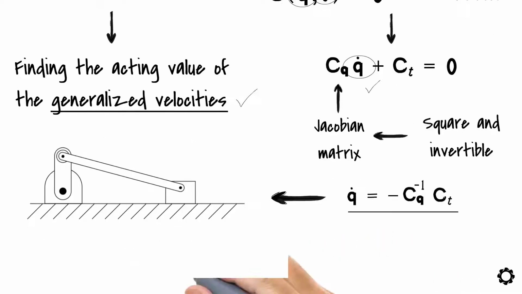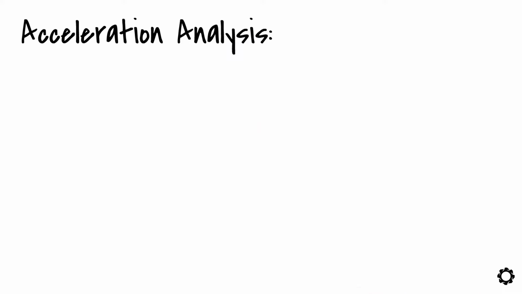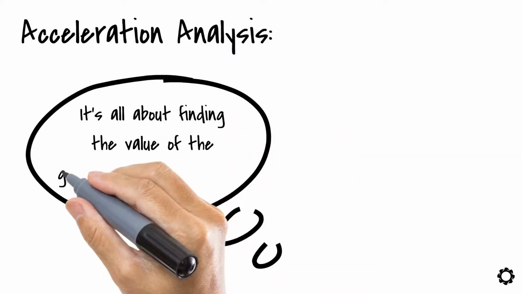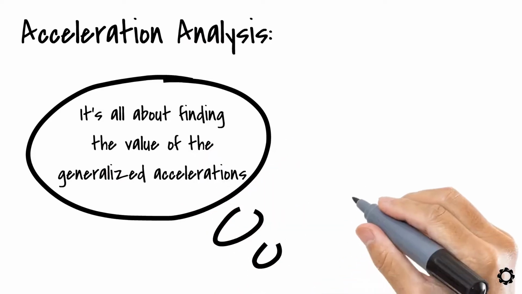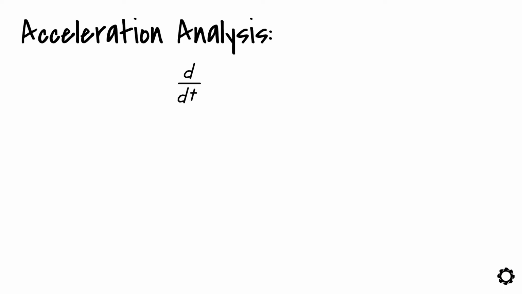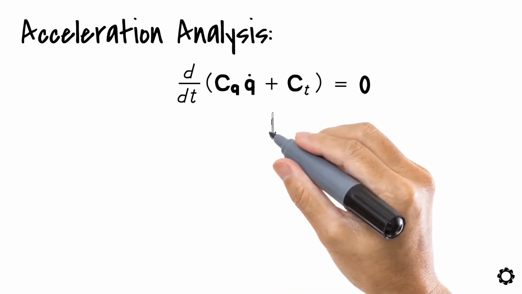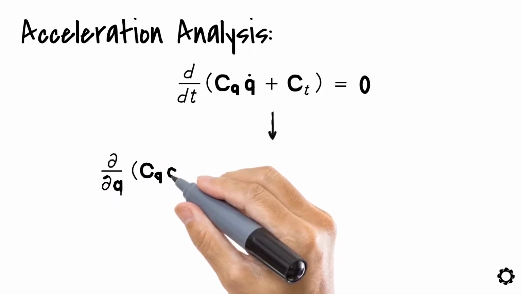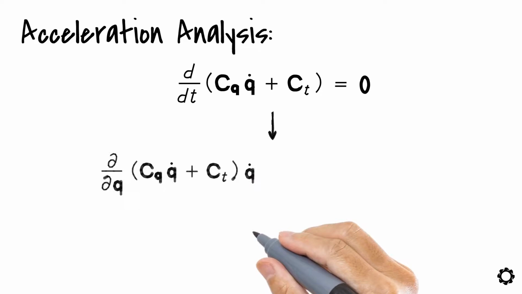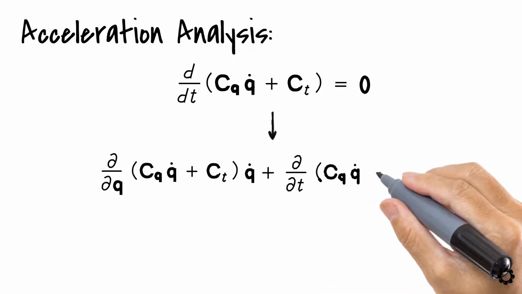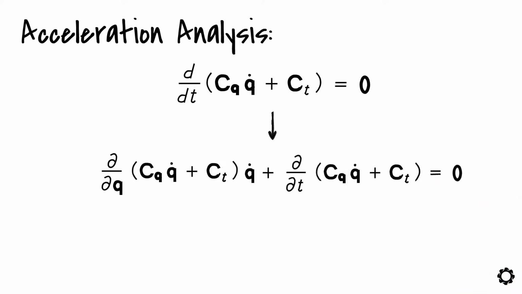Now, if I tell you about the acceleration analysis, you might automatically think, okay, it's all about finding the value of the generalized accelerations. And yes, you are right. How? Let's take the derivative of the results we used in our velocity analysis. Differentiating this expression results in delta Q, CQ times Q dot plus CT times Q dot plus delta T, CQ times Q dot plus CT equals 0.